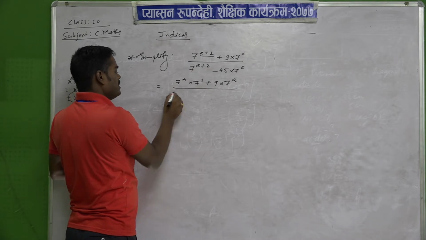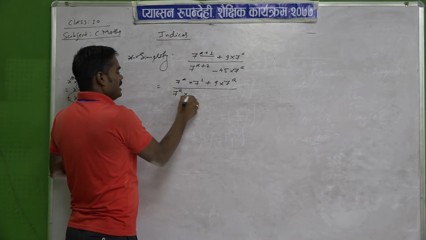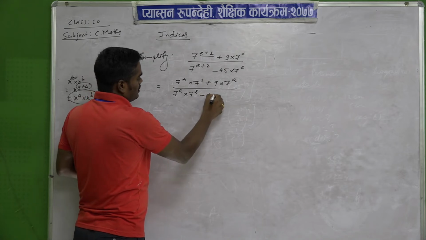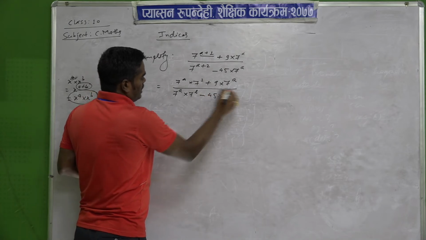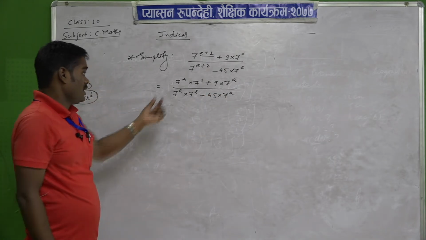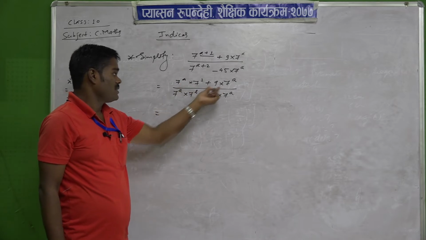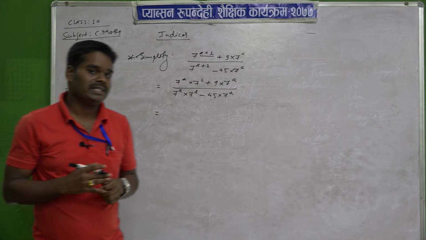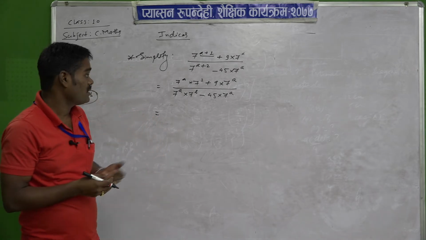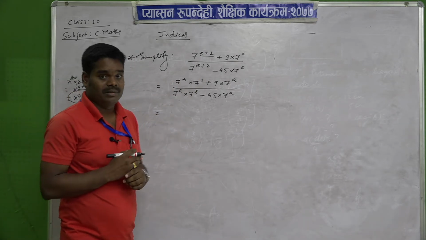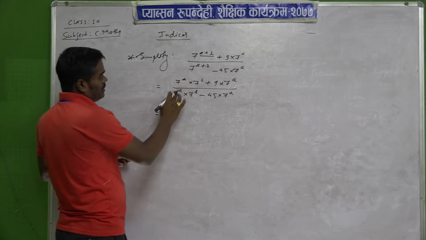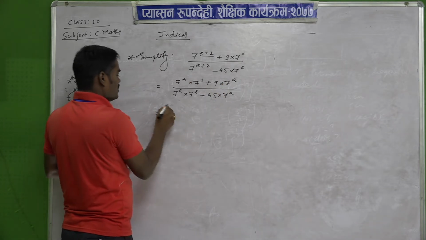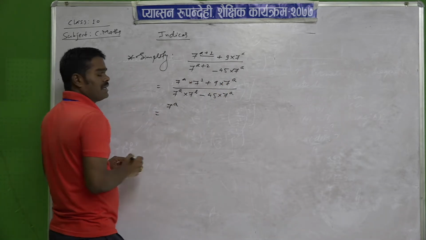A plus 2 is given. So you can write 7 power a into 7 power 2 minus 45 into 7 power a. Now here also there are 2 terms in the numerator and 2 terms in the denominator. So if you watch carefully, what is common in the numerator? 7 power a is in the first term, and 7 power a is also in the second term. So take 7 power a common.